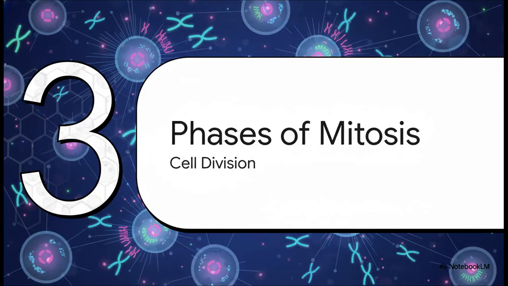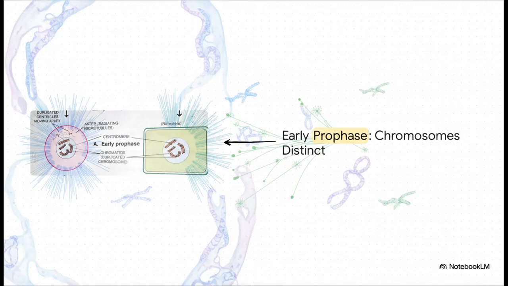All right, Section 3, Phases of Mitosis. Let's get into the main event. The highly choreographed dance of mitosis kicks off in prophase. This is where those duplicated chromosomes finally become distinct and visible, and the centrioles start moving apart to opposite poles of the cell.